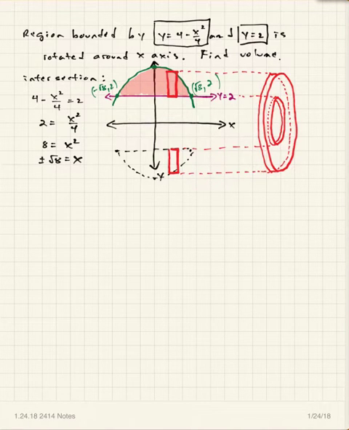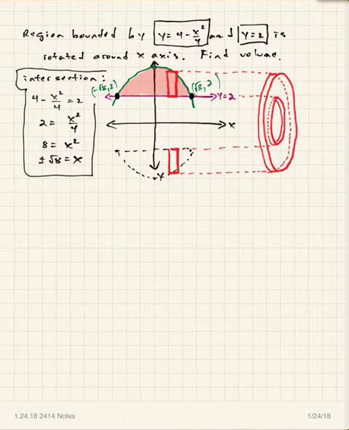So I took the liberty of finding the points of intersection for this curve, and I already did that arithmetic right here. Put a box around that. These are the points of intersection. I set the two functions equal to each other: 4 minus x squared over 4 equals 2. I solved for x, and I got plus or minus the square root of 8. So the two points of intersection of those two graphs are negative 8 square root of 2 and positive 8 square root of 2.